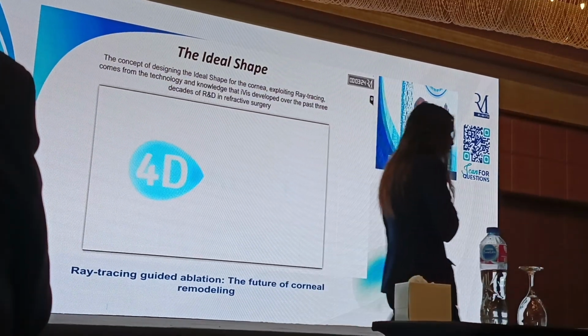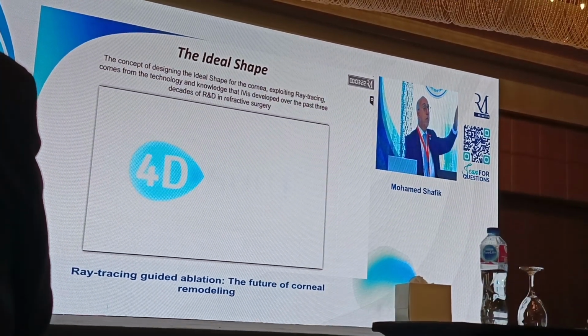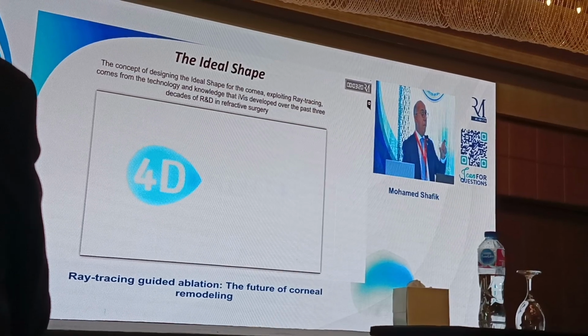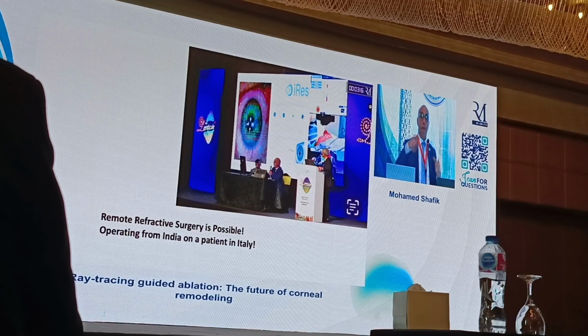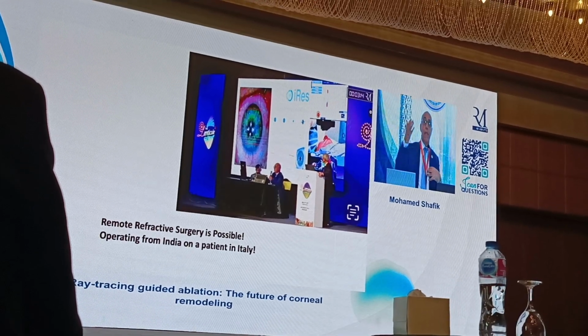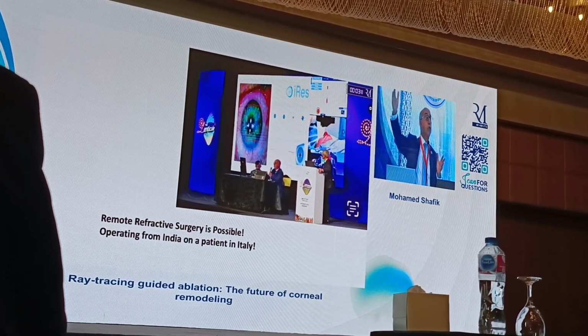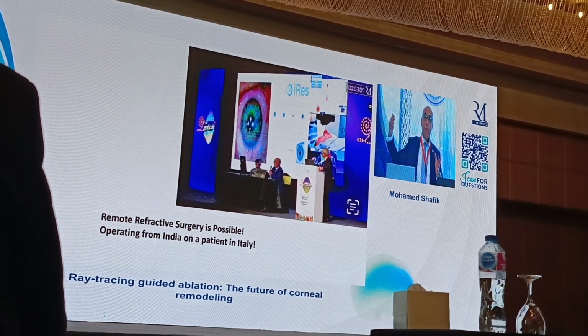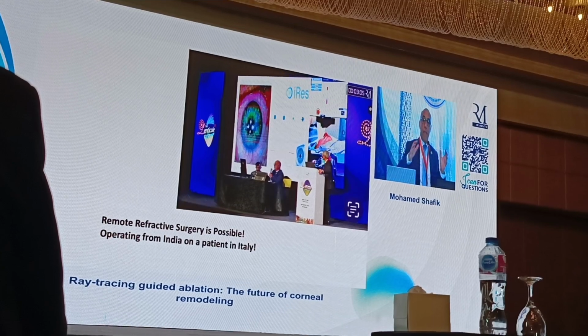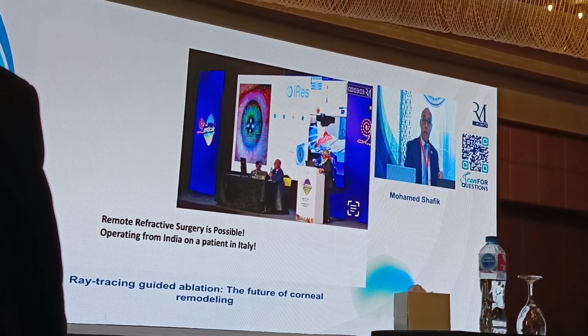And to have all these in the cloud. Why in the cloud? Because you can play with this planning at your office, and this will be the future of our practice maybe in the next decade, to do a remote surgery on your patient in another country. Last week, I operated on a patient in Italy from India. I mean, it could sound like science fiction, but it works.